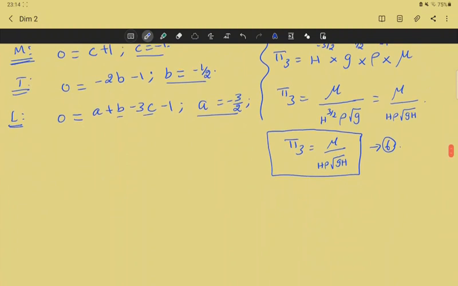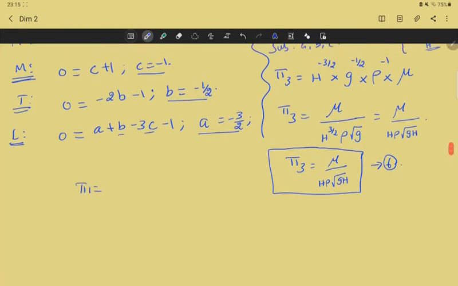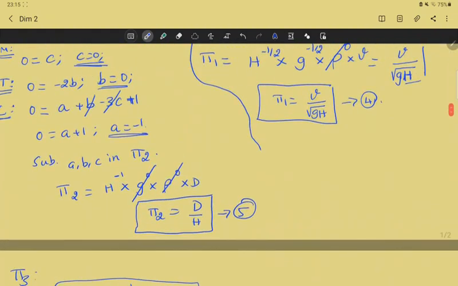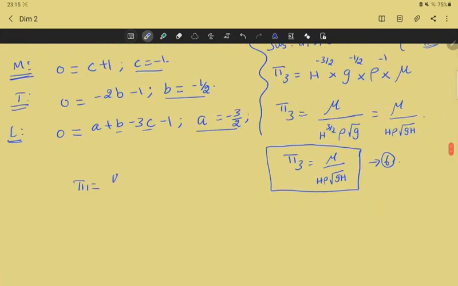Well, we can even simplify this, can we not? Because what is the pi 1 term, my dear people? Let us write here. Pi 1, we got it to be v divided by root gh. There you go. Pi 1 is v divided by root gh. Look at this, we have root gh over here. This is quite interesting, so this equation pi 1 and pi 3 looks quite similar.